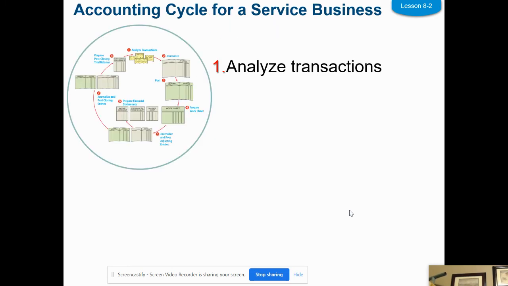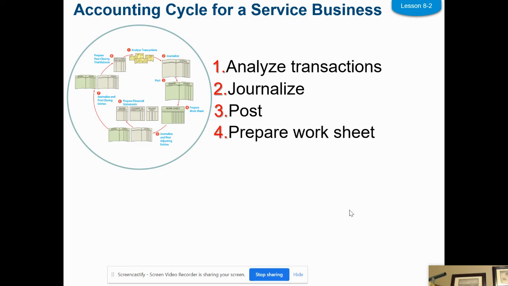And here are the 8, and you're going to see this on one of your questions in MindTap. The 8 things, and you have to go in. There's a question that's going to ask you to prioritize them by chronological order in time. So we analyze transactions, step 1. We journalize those transactions, step 2. Then we post them to the ledger.